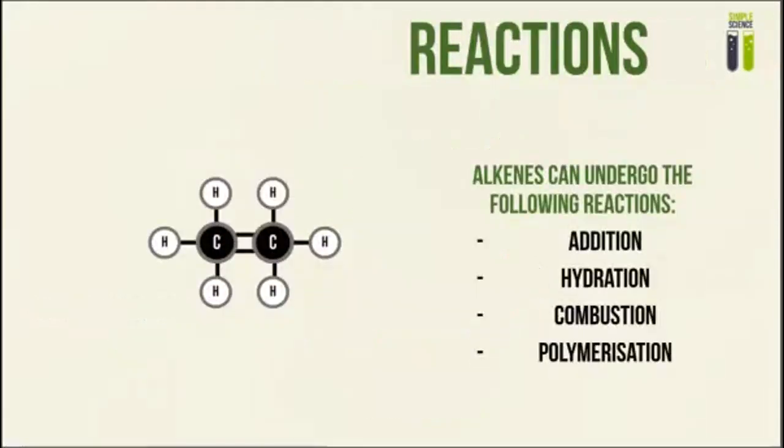Now, let's look at the reactions of alkenes. So as I said before, alkenes, as a result of their carbon double bond, can undergo quite versatile reactions. And the 4 types of reactions that they can undergo are addition, hydration, combustion, and polymerization. So let's look at each and every single one of them.